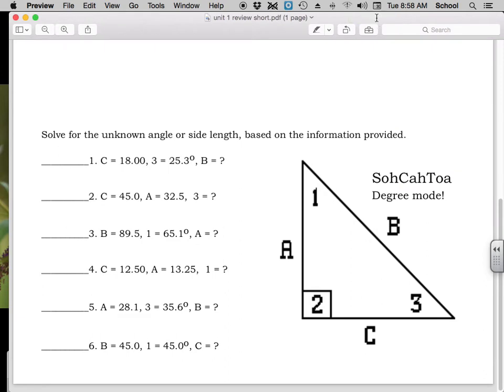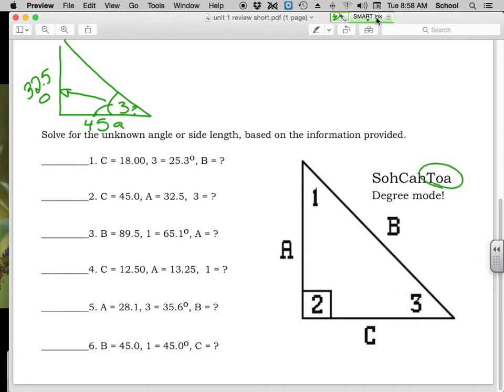If we are looking for number 2, in number 2 we have C is 45 and A is 32.5, and we're looking for what angle 3 is this time. So if C is down here at 45 and A is at 32.5 and we're looking for angle 3, then we say to ourselves, well, clearly this side is opposite and this side is adjacent. If I have opposite and adjacent, they go together with tangent. So tangent equals O over A, tangent of the angle, excuse me.